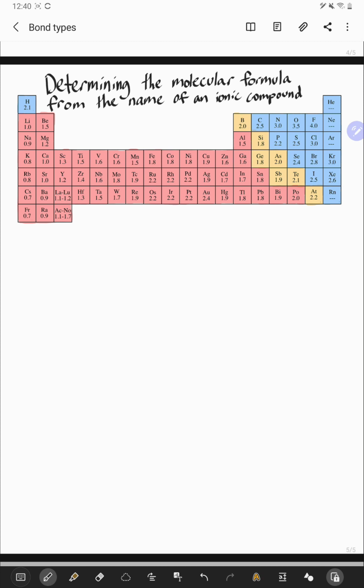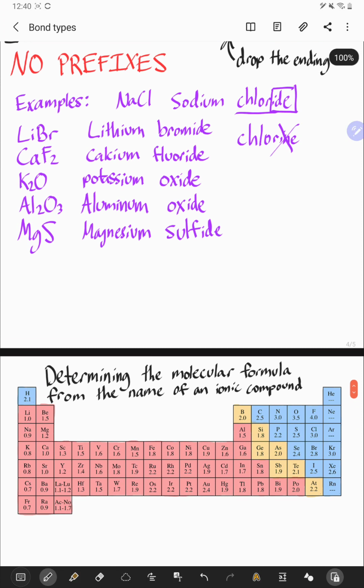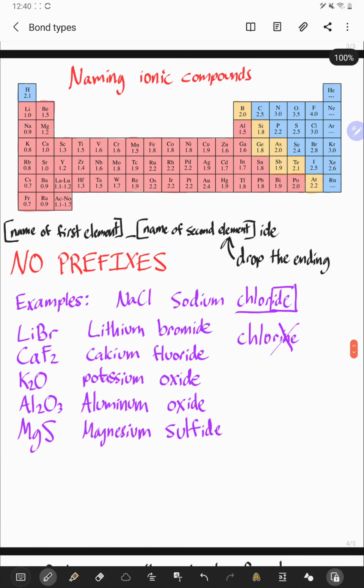In this video, we are going to show how we can determine the molecular formula from the name of an ionic compound. In our last video, we talked about how to name ionic compounds when I give you the formula, but this time we're going to be going in reverse and being given the name and transcribing it into the formula.